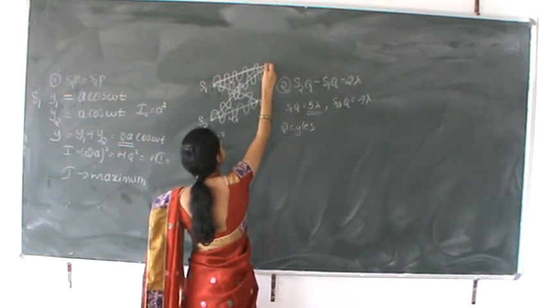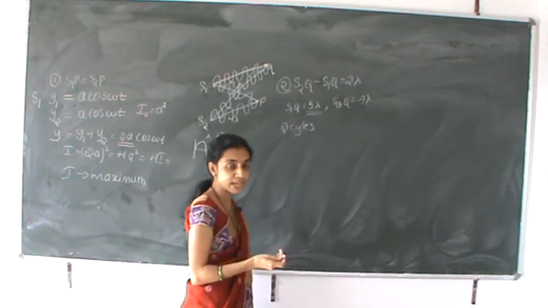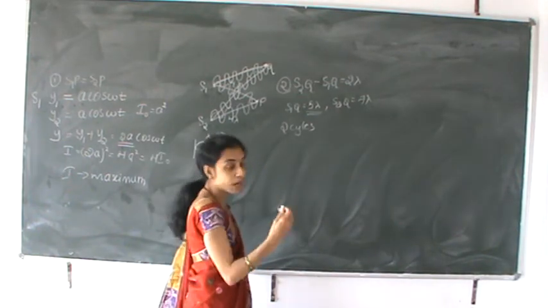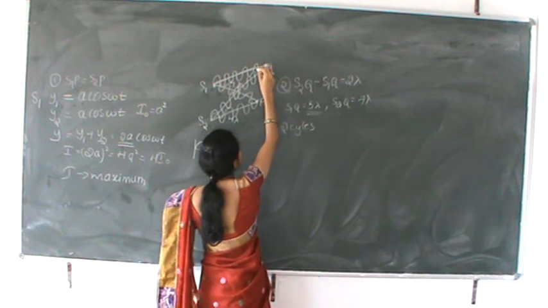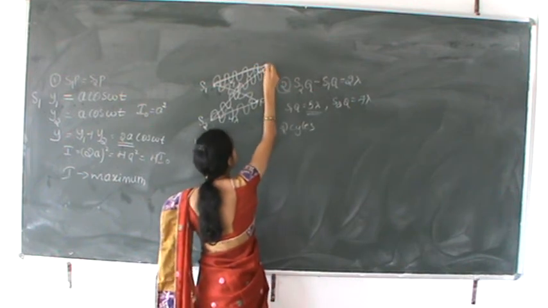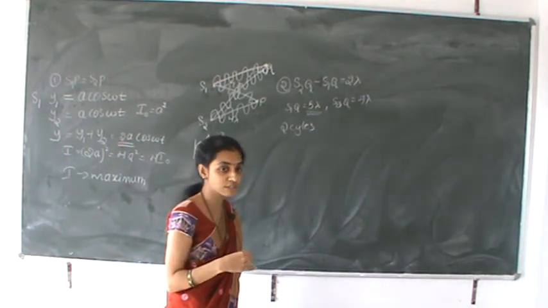It takes 2 more cycles in order to reach the point Q, but the phase is the same. See here, the trough, and here also it is a trough. Same phase difference.